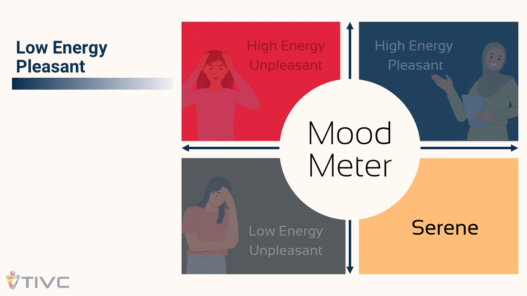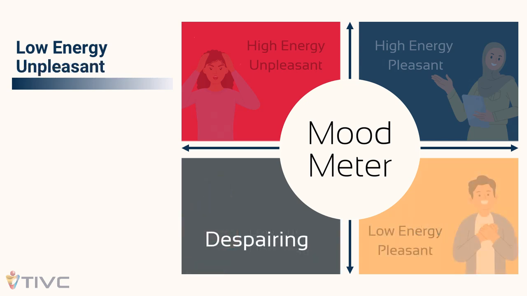Finally, our last quadrant is low energy emotions that are unpleasant, like despair. Similar to serene, despair is experienced in the body as low energy, but that experience is unpleasant. You can imagine the similarity between serene and despair in terms of energy, and the difference is how pleasant or welcome the feelings are.